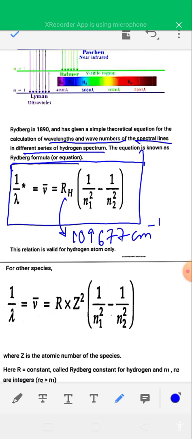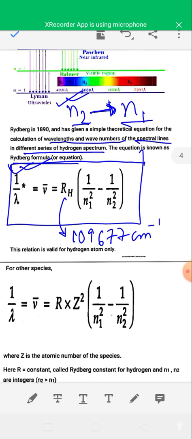Okay, and N1 and N2 are two integers, where if electronic transition occurs from the N2 energy level to the N1 energy level, then you can write this formula: 1 by lambda, that is 1 by wavelength, is equal to nu bar, that is wave number, is equal to RH, that is Rydberg constant, into 1 by N1 square minus 1 by N2 square. Okay, where the electron transition occurs from the N2 energy level to the N1 energy level.